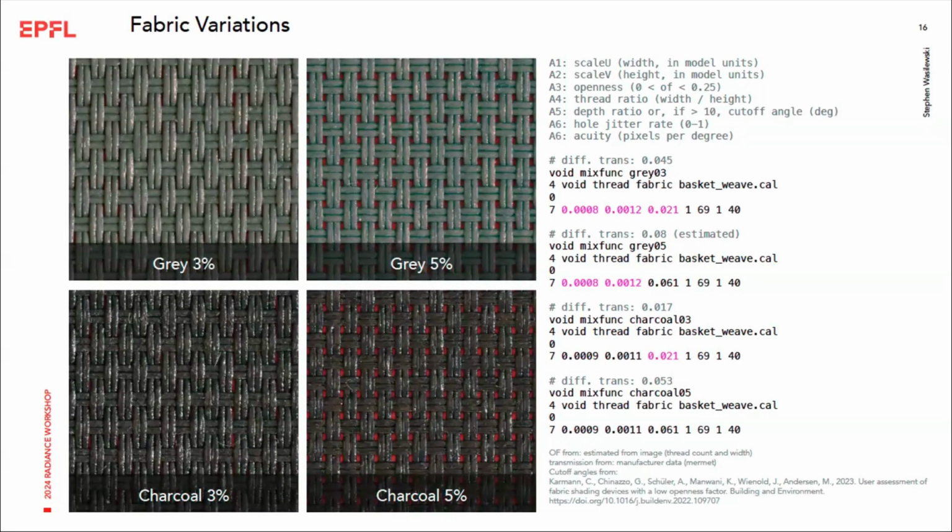And so then we can go across different variations. So here's all the same Mermet fabrics in 3% and 5% in gray and charcoal.